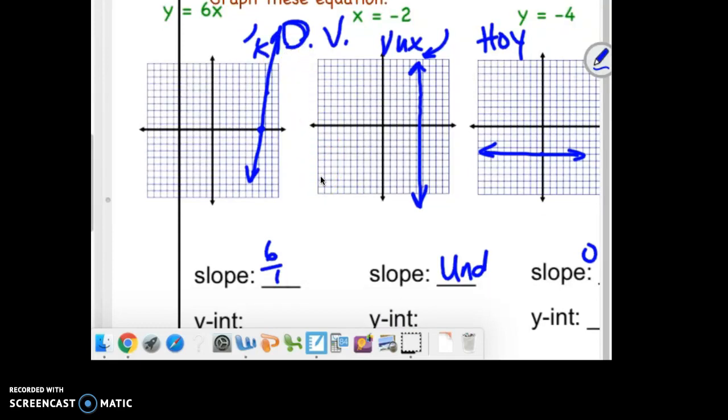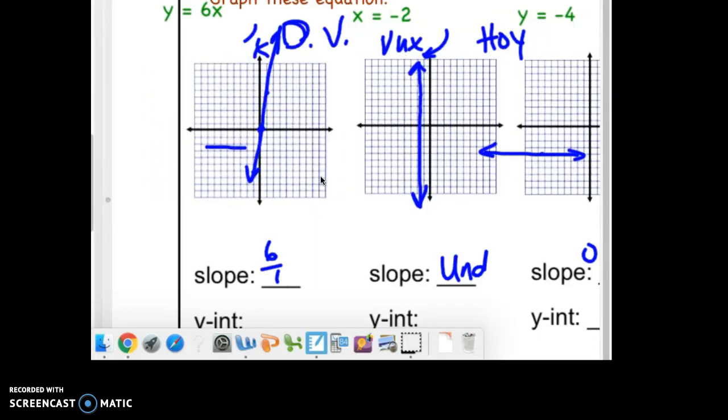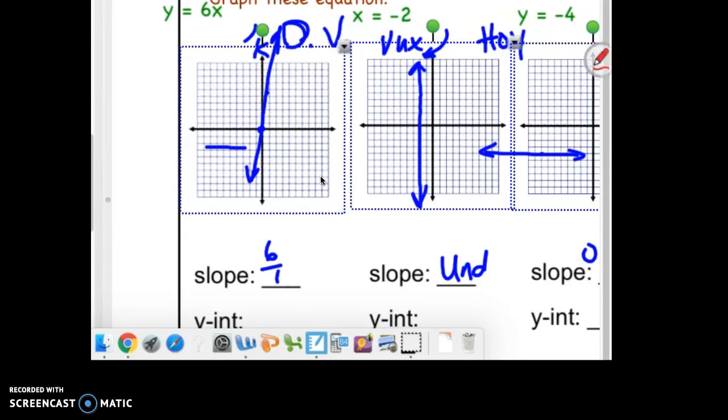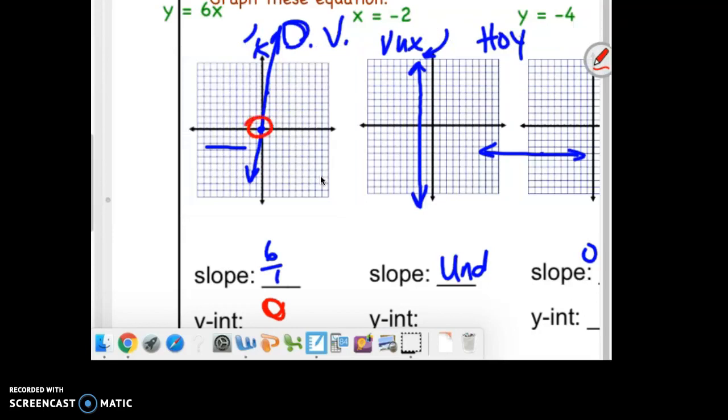Ooh, the y-intercept. So what's the y-intercept of this one? Remember, it got shifted over, and this is what's bad about screencasting this, but this one, the y-intercept was right here. The y-intercept was sitting right there at 0 because it was a direct variation.